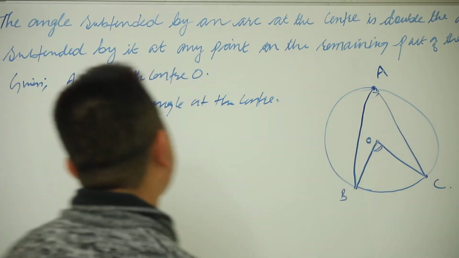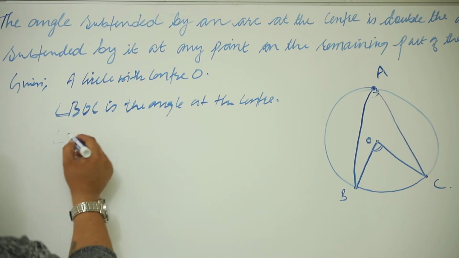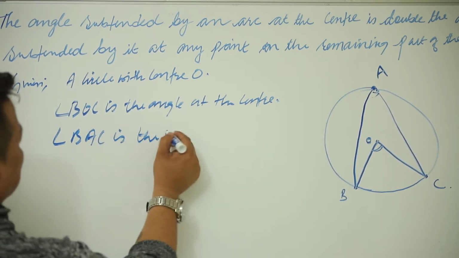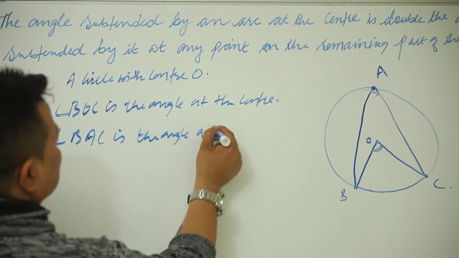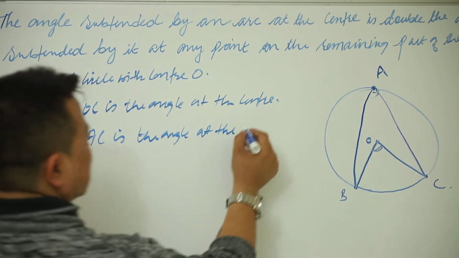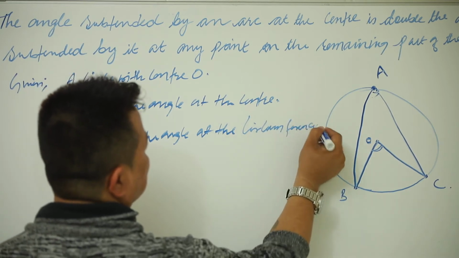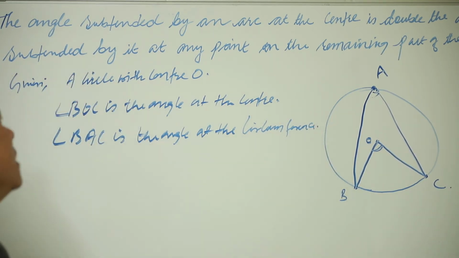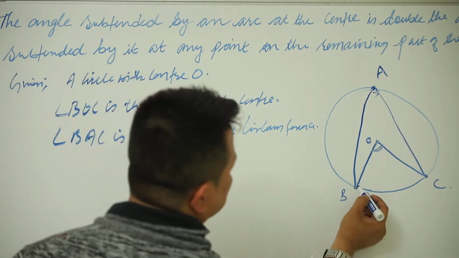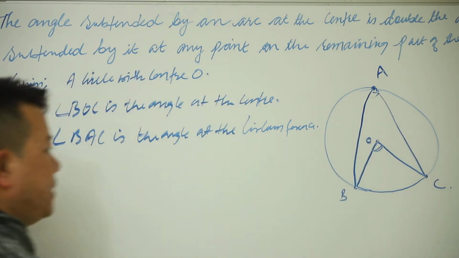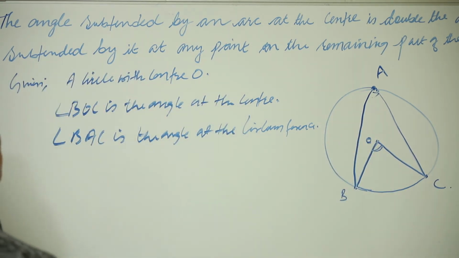Angle BAC is the angle at the circumference. Now we have to prove, when these angles are subtended by the same arc, that is BC, both angles stand on the same arc BC. Now what do you have to prove?